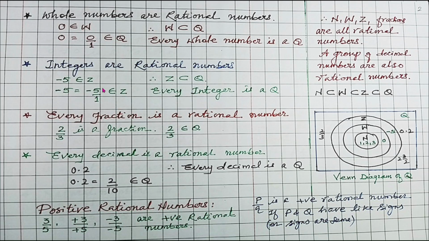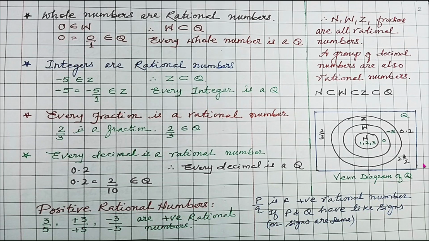Minus 5 can be written as minus 5 by 1, which is again minus 5, an integer but also a rational number. Therefore every integer is a rational number. Similarly, every fraction is a rational number, and every decimal is also a rational number, because the decimal number 0.2, or any decimal number, can be written in the form p by q. Therefore every decimal number is also a rational number. The conclusion is every natural number, whole number, integer, fraction and decimal is a rational number.